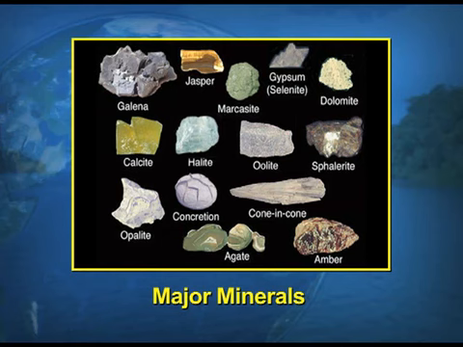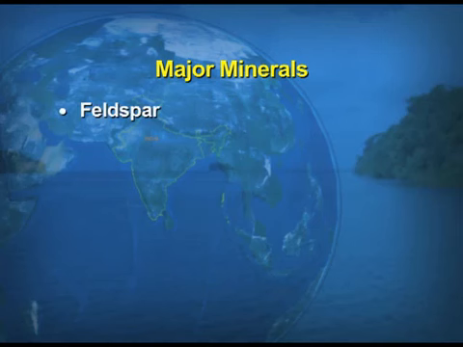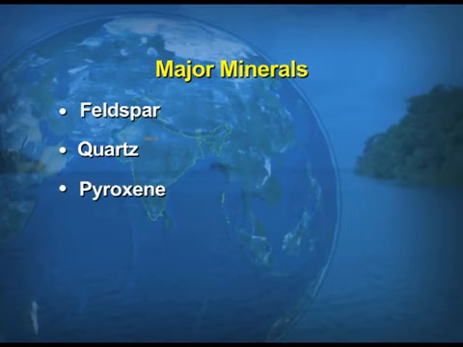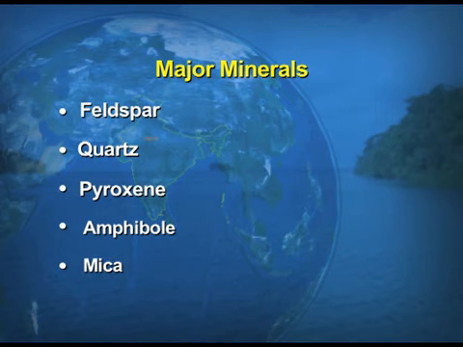Now, we take up the major minerals. If you look at your screens, you can see the picture showing the different minerals. And on the side, I have marked the different minerals we will be discussing today. The first is feldspar, number 2 quartz, number 3 pyroxene, number 4 amphibole, and number 5 mica, because these are the major types of minerals which we will be taking up one by one.